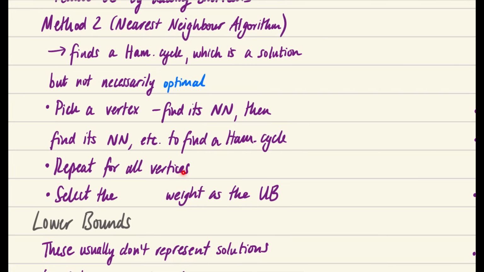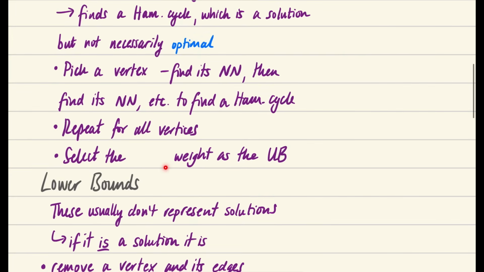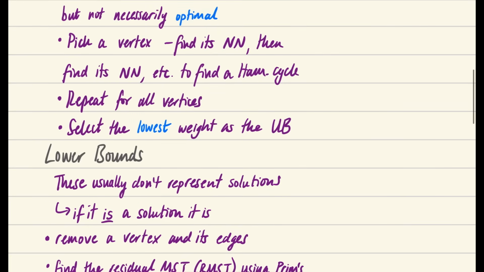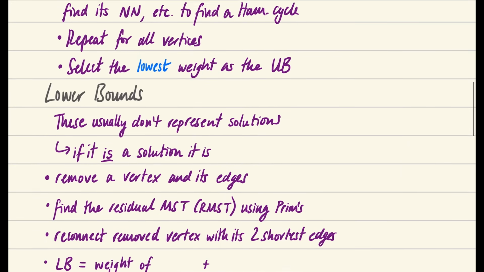You repeat this for all of the vertices to come up with lots of different Hamiltonian cycles, and then all you need to do is select the lowest weight of all of those that we've just generated as the upper bound. Remember, we want our upper bound to be as low as possible, and we want our lower bound to be as high as possible. So these all come together within one question typically.